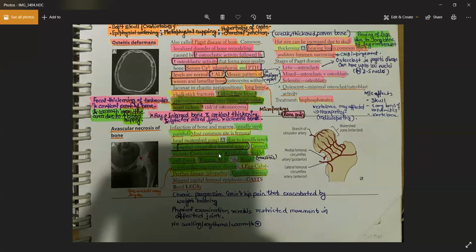You have written vasculitis. Which vasculitis can cause avascular necrosis? Small vessel vasculitis or medium vessel vasculitis can cause it, mostly the medium ones.